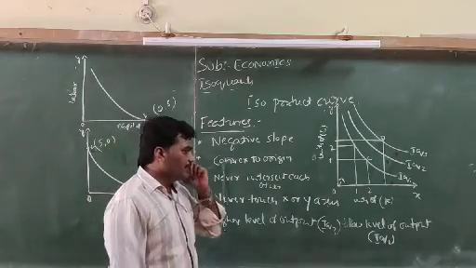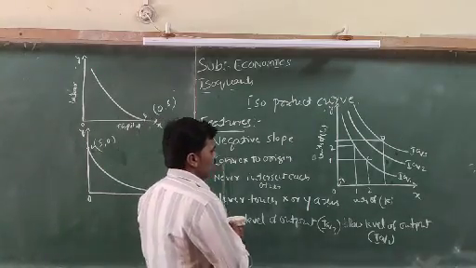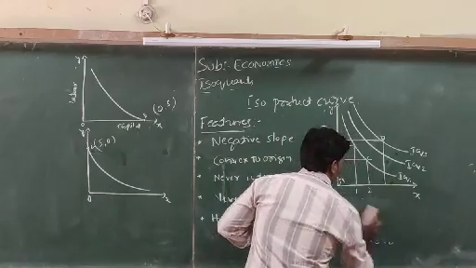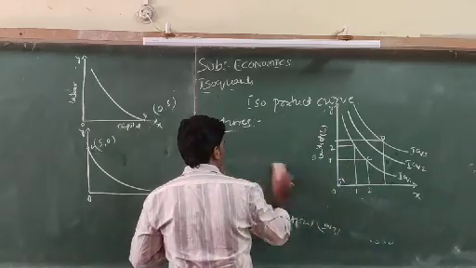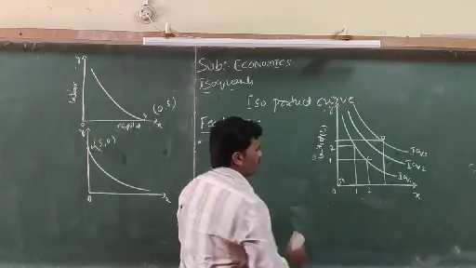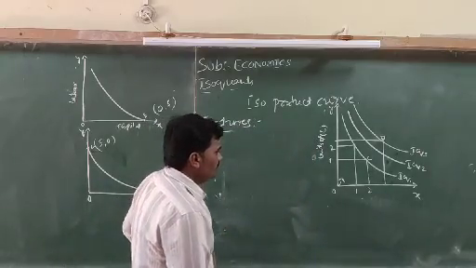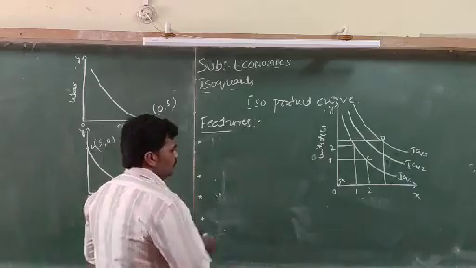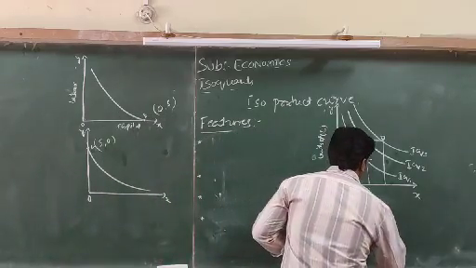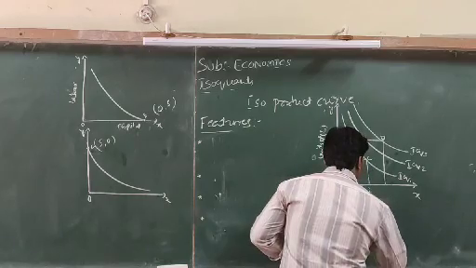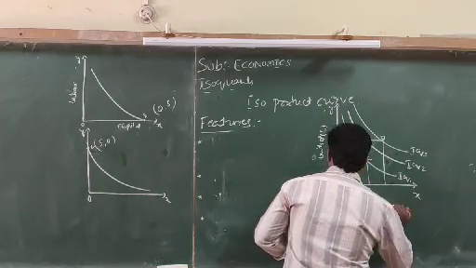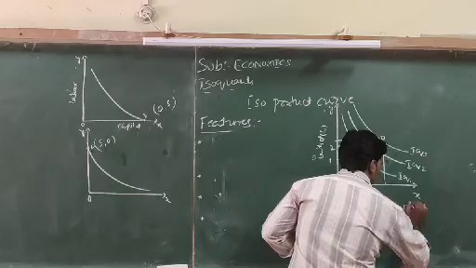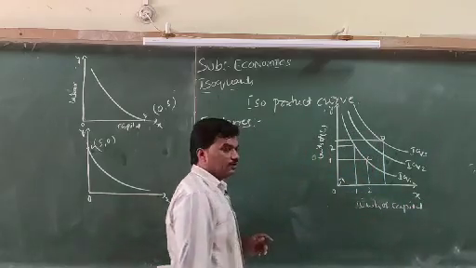Then come to the diagrammatic explanation. So this is the diagram. I will explain the diagram briefly. Observe in the diagram: the y-axis represents units of capital. Then the x-axis represents units of labor.